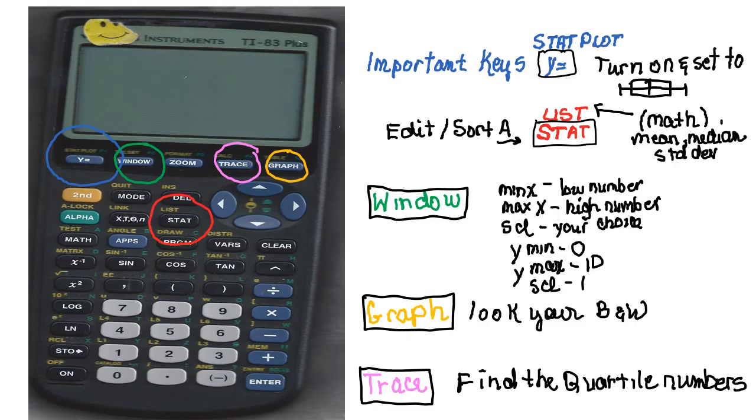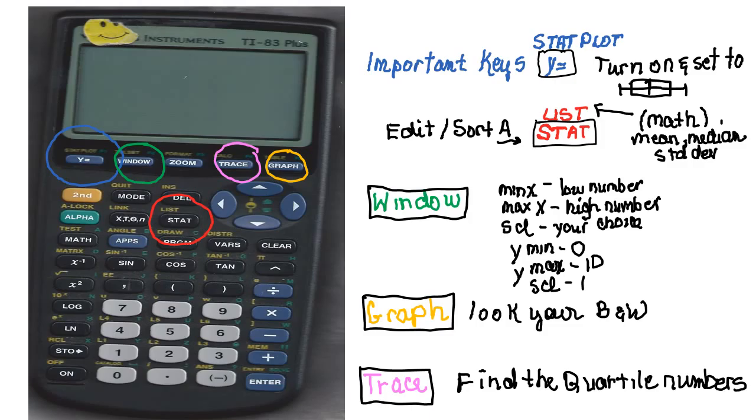For the moment, I'm just going to walk through some important keys that are used on your calculator here. The first important key is actually the STAT key, the red key there that I have. That's the one that you use to edit and put your data into list 1. Then, once you put your data in, if it's not already sorted in an ascending order, meaning from lowest to highest, you can set your calculator to do it for you.